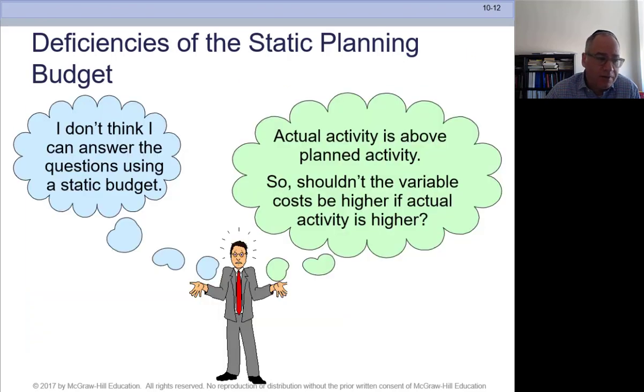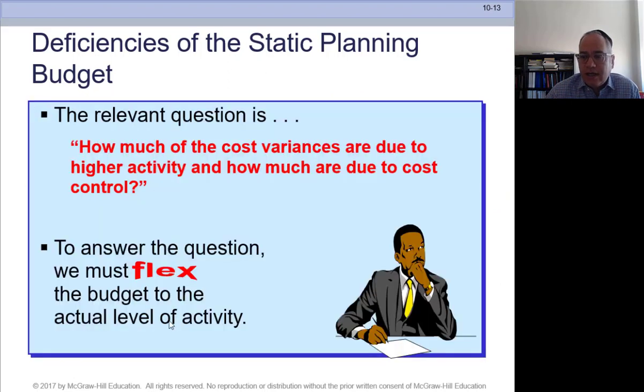But the basic problem here is that the static budget can't be compared to actual if it's based on a different number of units. So we want to know, like this guy is thinking, how much of the cost variances are due to higher activity and how much are due to cost control? We don't know. And that's why we have to flex the budget to the actual activity level.